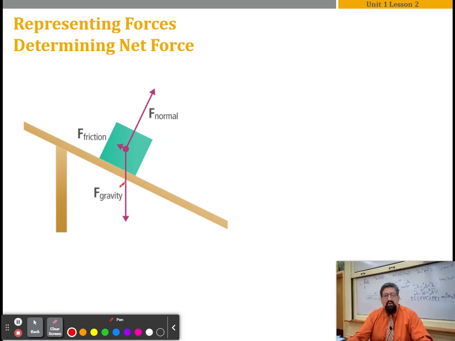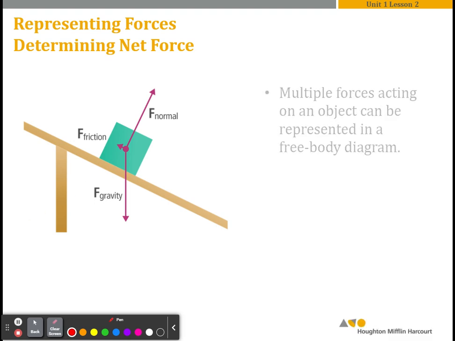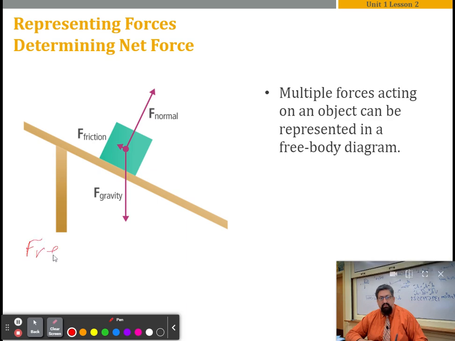Now here we see a diagram, and this diagram is similar to the diagram you see in your textbook on page 29. This shows multiple forces acting on a box on a ramp, and this is a typical physics problem that you would see. This drawing is called a free body diagram. And free body diagrams are great.